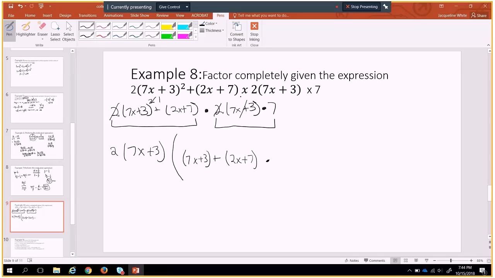All right, so then what we can do on the inside now is just simplify and combine like terms. All right, so then, wait, hold on. I wrote the question wrong. This is supposed to be a plus. That makes sense.